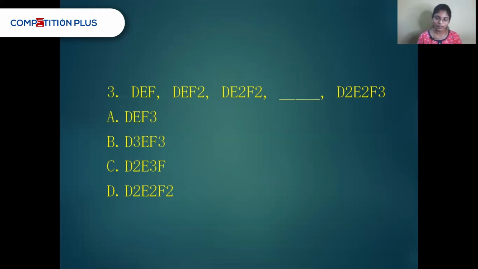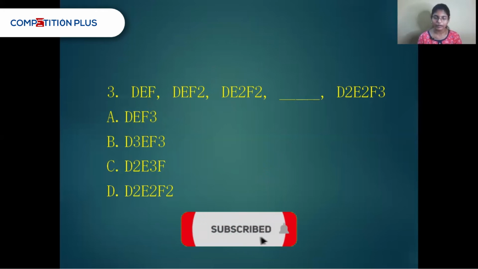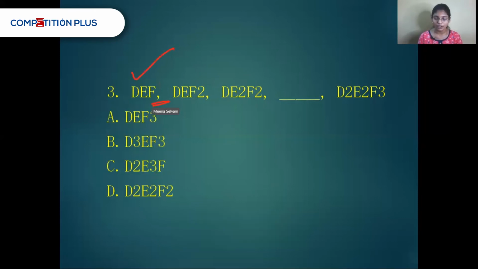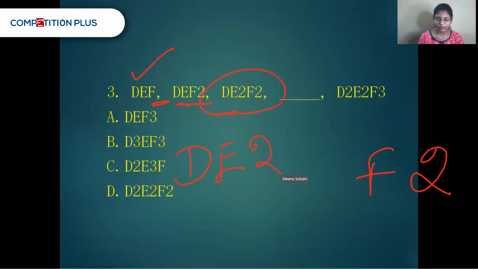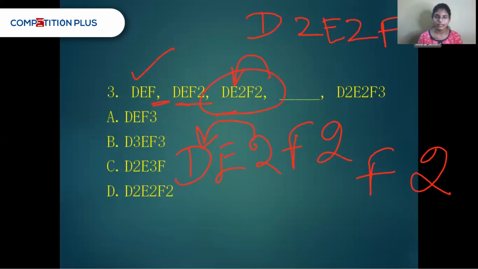Coming back to the combo series question, you have the letters D, E, F. Observe very keenly. The first term is D, E, F. In the second term, to the last position letter F, you have an add-on, that is the number 2. So D, E, F2. In the third term, the number 2 moves forward, that is from F it jumps to E, like D, E2, F2. So what would be the next term? The 2 should jump to D also, right? So D2, E2, F2. Option D is the correct answer, because the last term is also following the same.